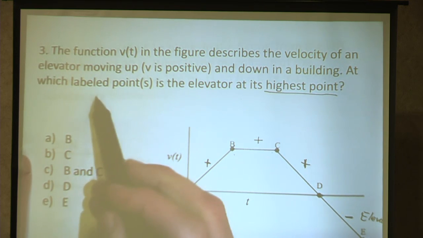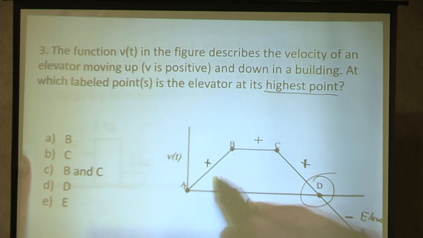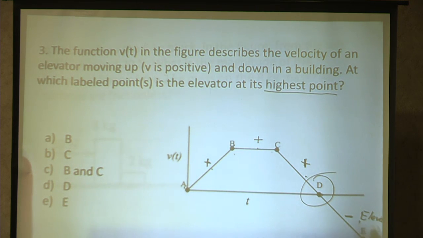So at which point is it at its highest? The point that it's going to be at its highest is point D, because the velocity is moving up and up and up throughout these points before it moves down when the velocity is negative.